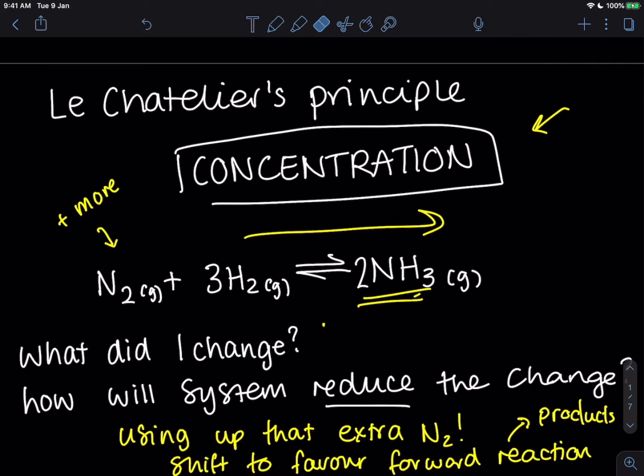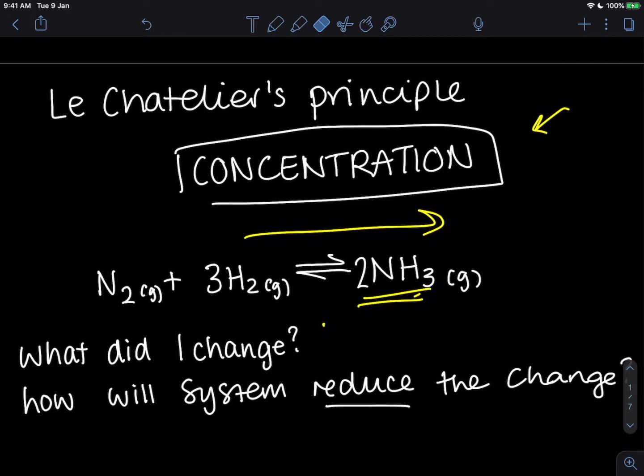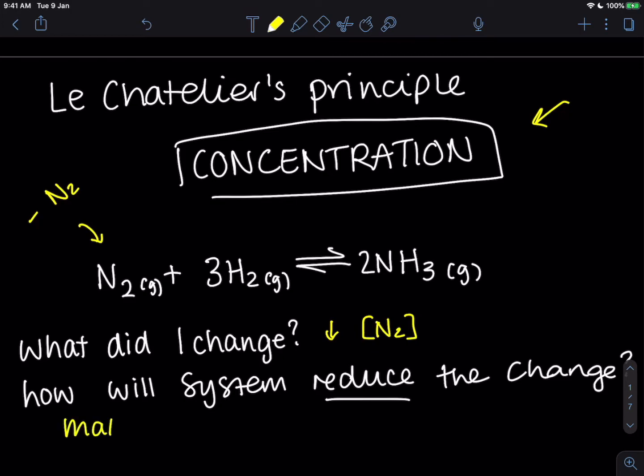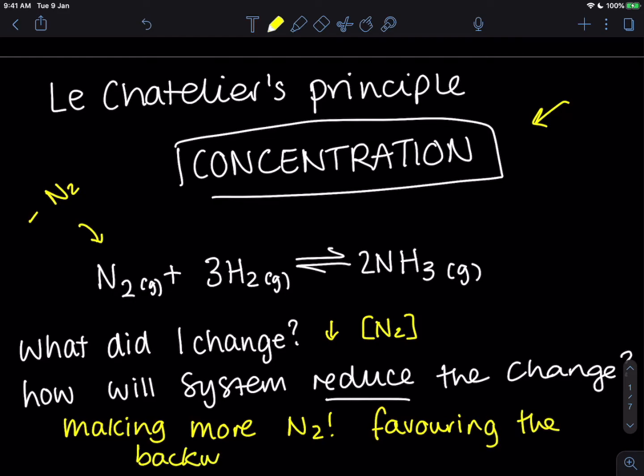If I instead took away some of that N2, so maybe I added something that reacted with the N2 so that it is removed. Again, the system is not pleased with this. It's not pleased with the fact that you just removed something that it worked so hard to have there to keep its system at equilibrium. So it is going to react by trying to make more. So I decreased the concentration of N2. And the system is going to reduce that change by making more N2. And it's going to do that by favouring the backward reaction. So turning NH3 into N2, or favouring reactants.